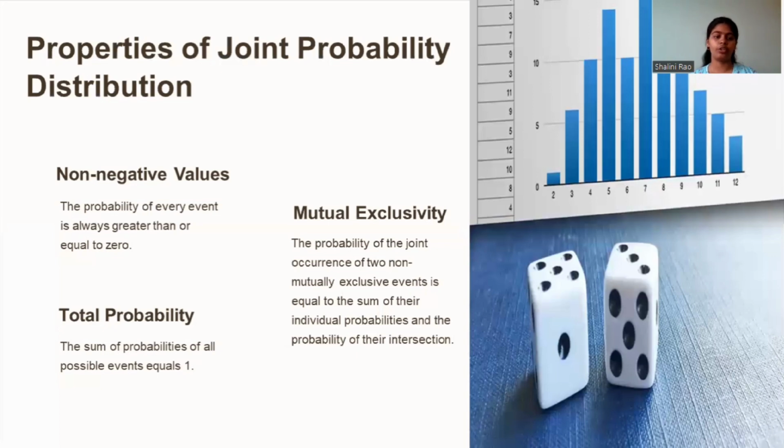Properties of joint probability distribution: non-negative values: the probability of every event is always greater than or equal to 0. Mutual exclusivity: the probability of the joint occurrence of two non-mutually exclusive events is equal to the sum of their individual probabilities minus the probability of their intersection. Total probability: the sum of probabilities of all possible events is equal to 1.